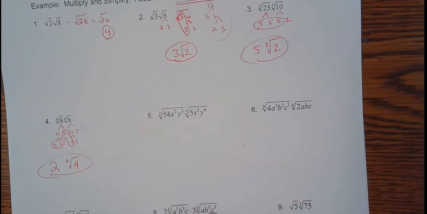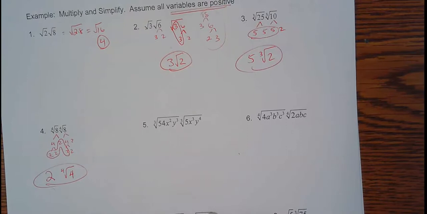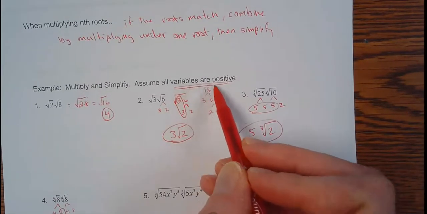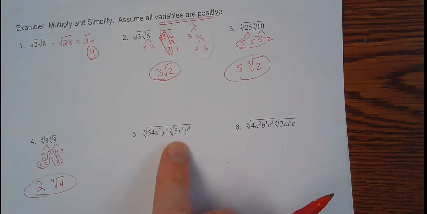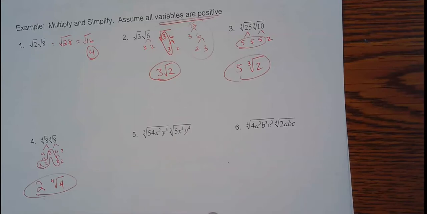Now, number 5, this is where yesterday we put absolute values in, just in case, if the root was even. Well, here I'm going to say all variables are positive. So I don't have to worry about that. There's no negatives involved. And the only thing that messed things up was when variables were negative. So from here on out, we're not going to worry about absolute values. That was like a one-day thing.